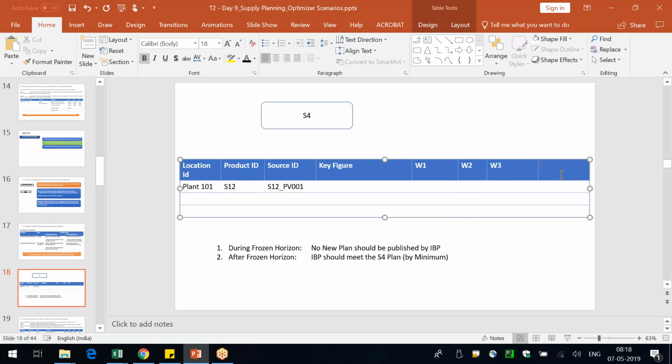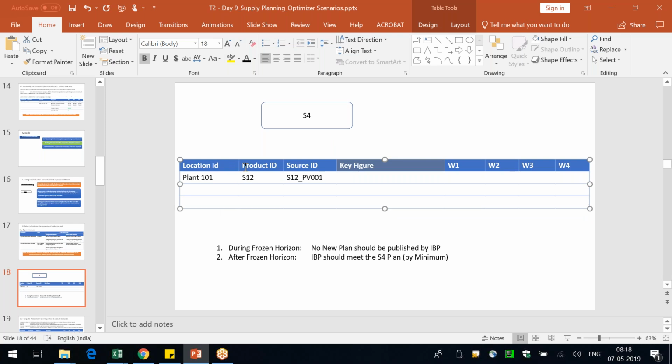This would definitely come if you are implementing the supply plan, especially if you are in the consumer goods industry, where too much supply chain activity happens. So S4 has already formed a particular plan, and we have to bring that back into IBP in a custom key figure called firm production receipt.